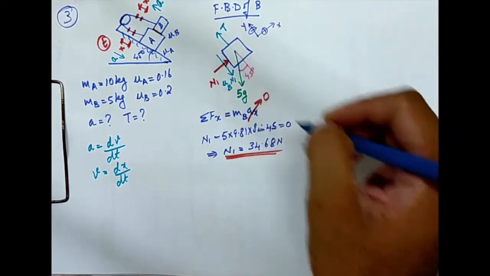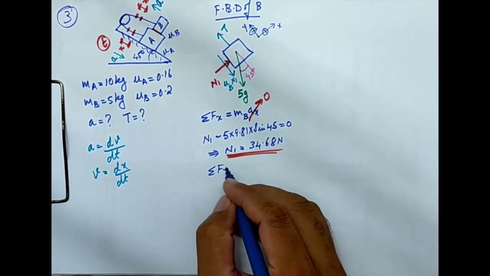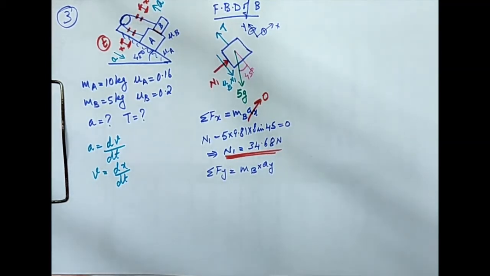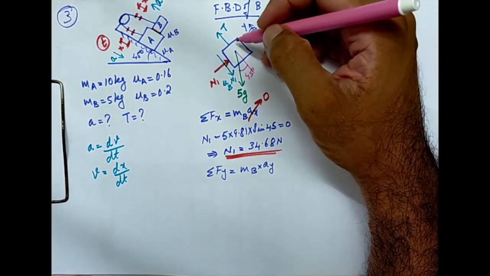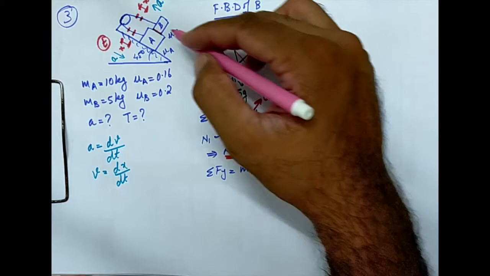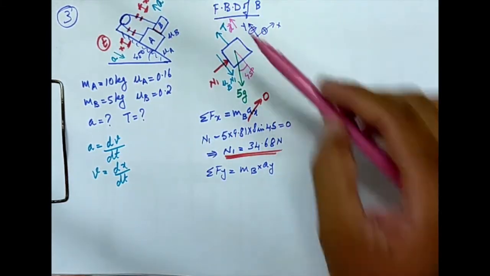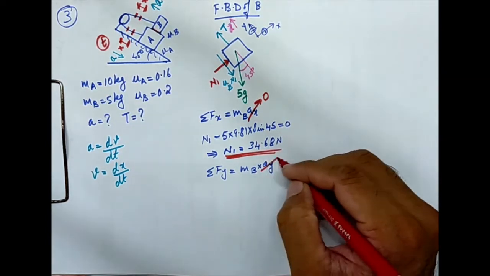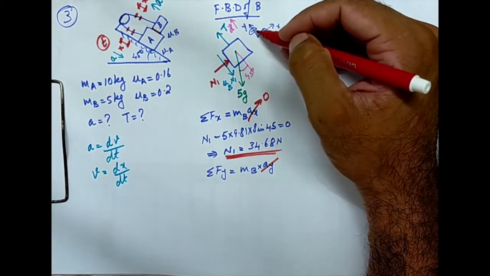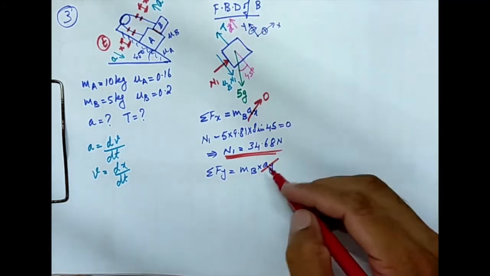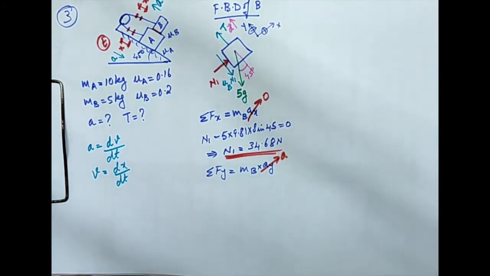Now I need to try the other direction, that is sigma fy. Sigma fy equal to mb times ay. And here this block B, or the object B, is having an acceleration in this direction. That's what our assumption is. So the block B is moving upward. So this is the direction. So now let's try writing it. So this value of ay, the acceleration is in the assumed positive direction. Assumed direction is positive upward, acceleration is also upward, so it is plus a.